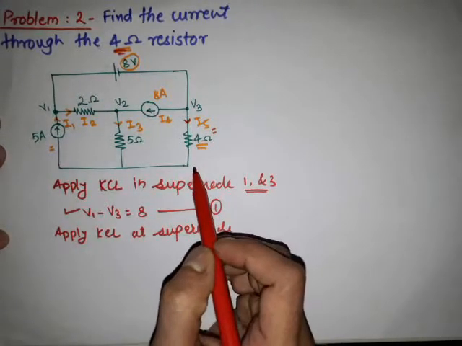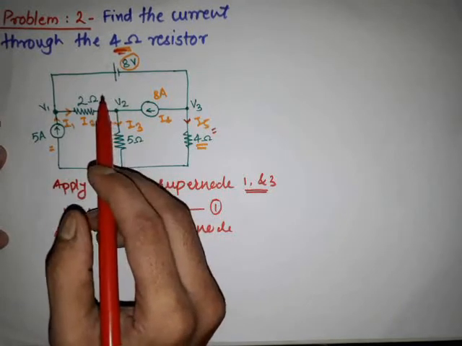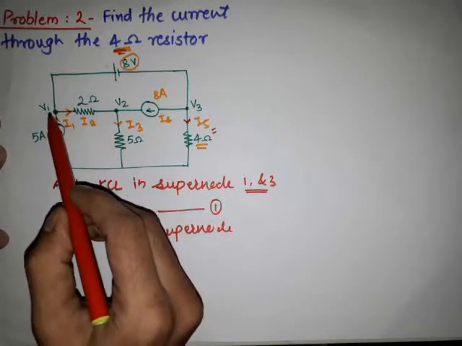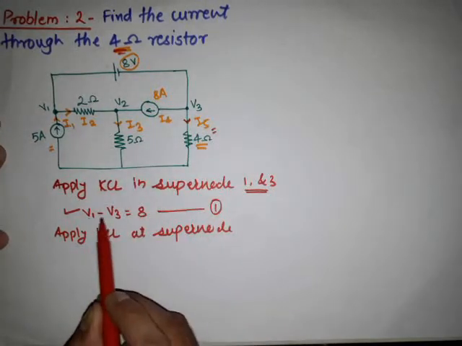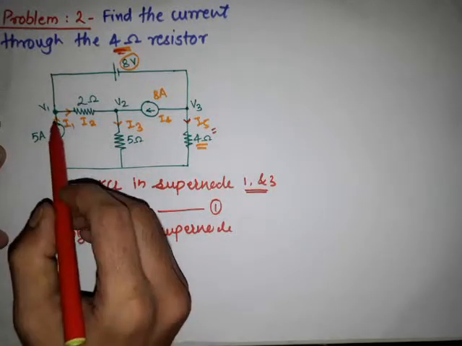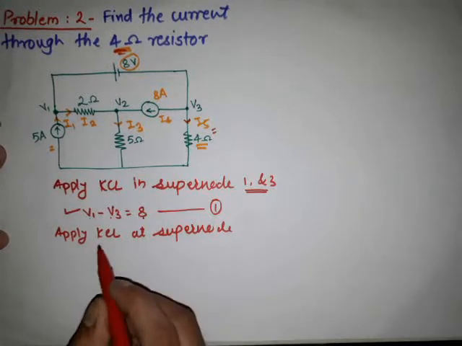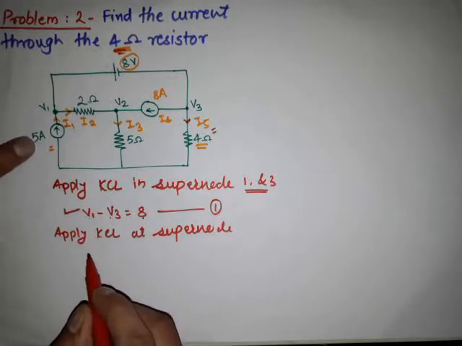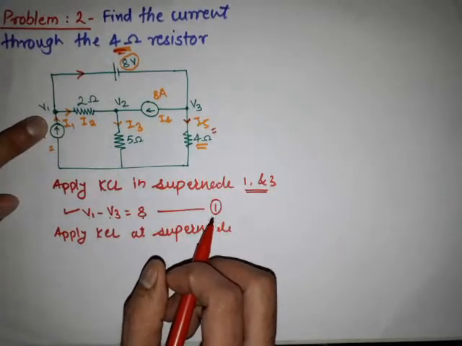Now next step in the supernode analysis is we are finding the equation for the supernode first. So simply, as we have seen in the first equation, the different two conditions for the supernode. So simply here it is V1 minus V3 is equal to 8. This is the first equation. V1 minus V3 is equal to 8. Now we are applying the KCL at the supernode by considering the currents at the supernode. So simply it is, see here, at node V1, I1 current is flowing. We are not considering the current through a supernode.